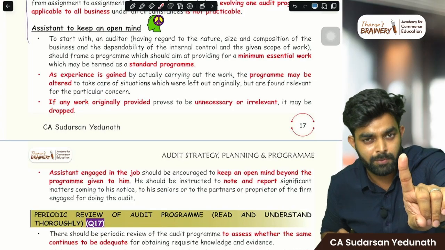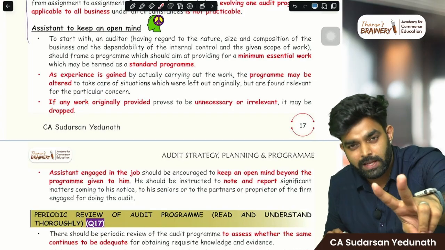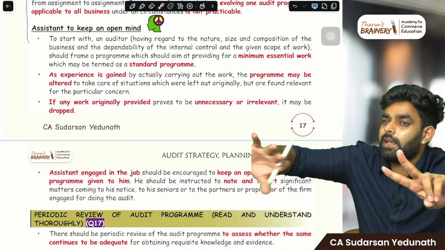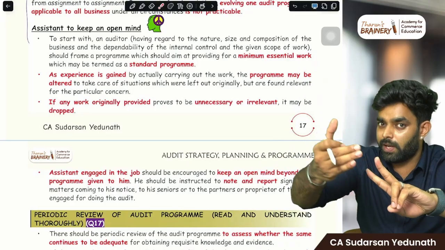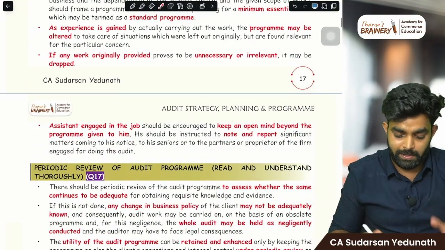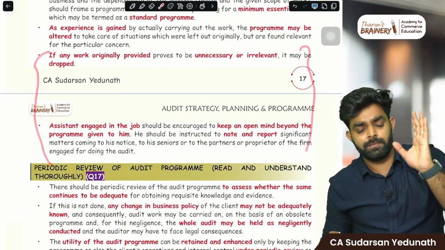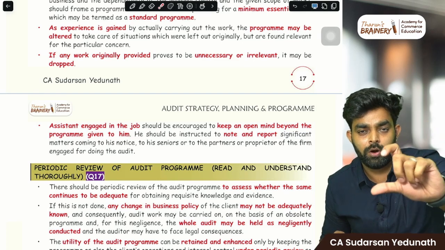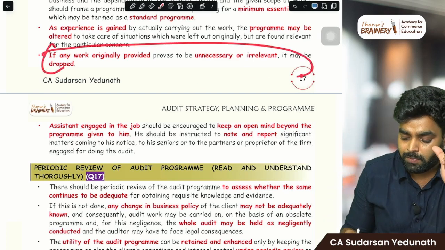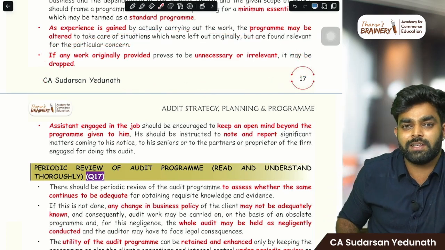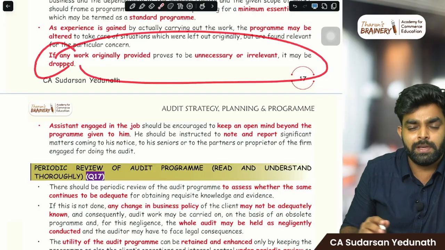First give a standard program with minimum essential work. Then, as experience is gained, slowly revise the audit program to make it a good program. Keep in mind, in the first audit program you gave, a lot of work was there. But after 1 week you understand some verification work is not needed. You can easily remove it and make a better program.